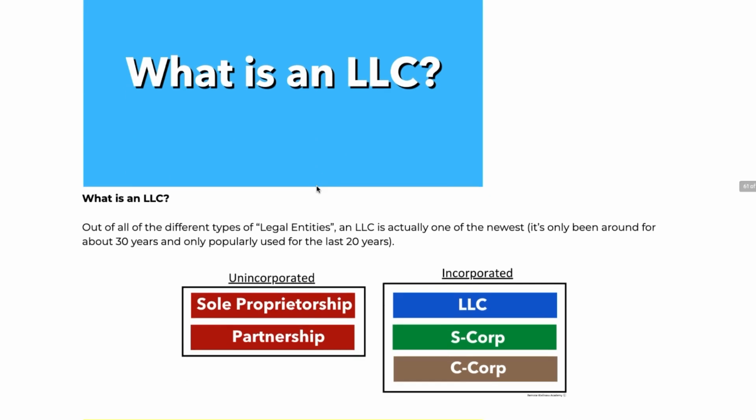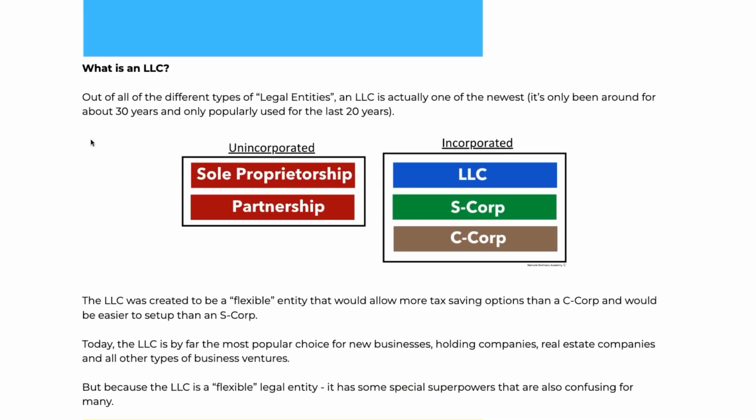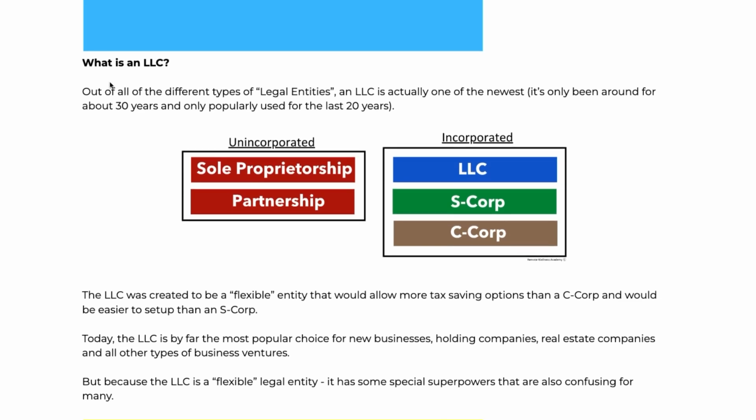So out of all the different types of legal entities, an LLC is actually one of the newest. It's only been around in the United States for about 30 years and only popularly used in the last 20 years. So initially there was only a C Corp, okay? And then they started developing something called an S Corp, okay? And again, we're not going to talk about it in this training, but there are different reasons for a C Corp and different reasons for an S Corp. And then the newest type of legal entity, the newest type of corporation, was an LLC, okay?